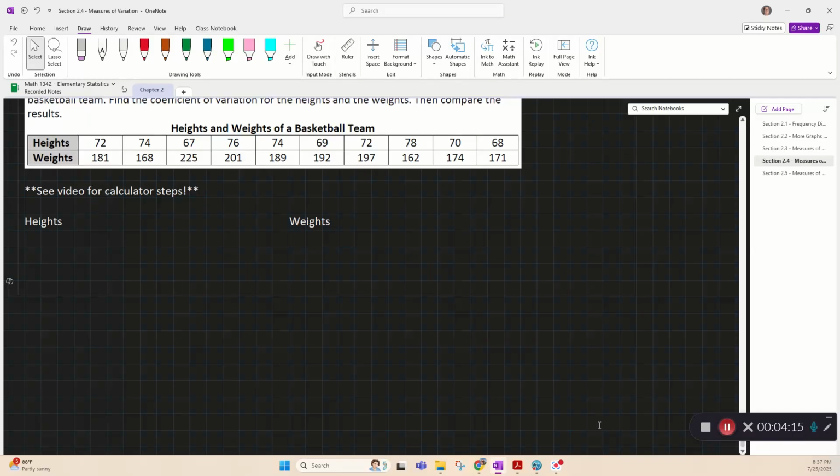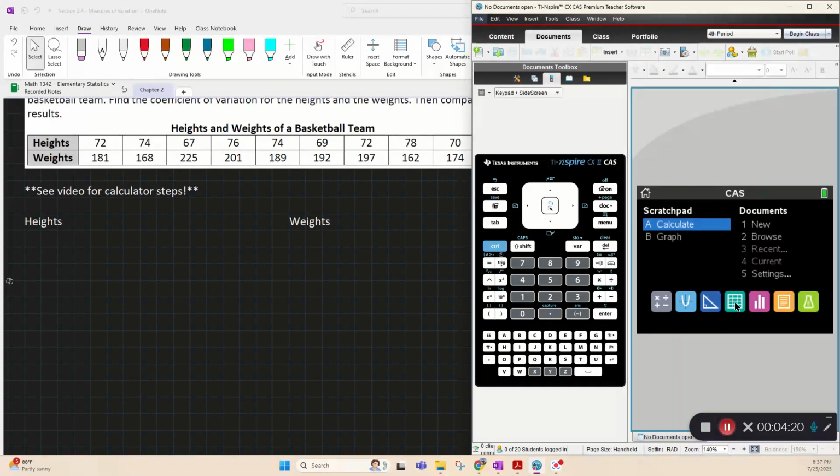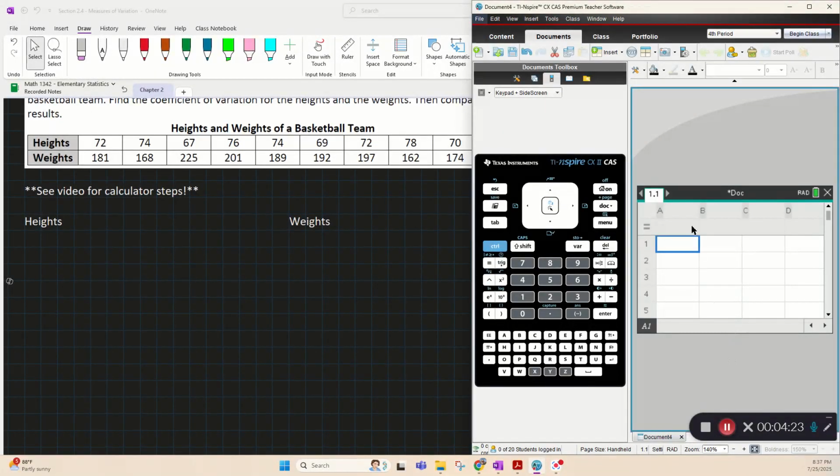Okay. So I'm going to bring up my calculator. I'm going to do like I've done previously, and that I've shown y'all previously. We're going to create a spreadsheet. I'm going to put the heights in A, the weights in B. That way I can just put all the data in. 72, 74, 67, 76, 74, 69, 72, 78, 70. There's one hiding behind my calculator. That's a 68. Okay, so those are my heights.